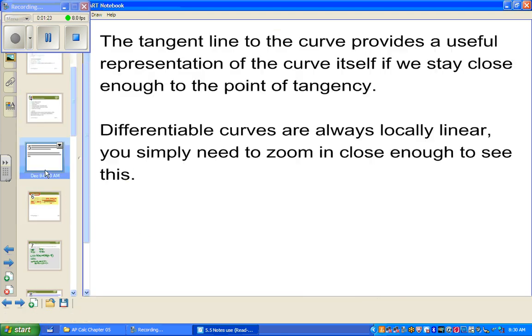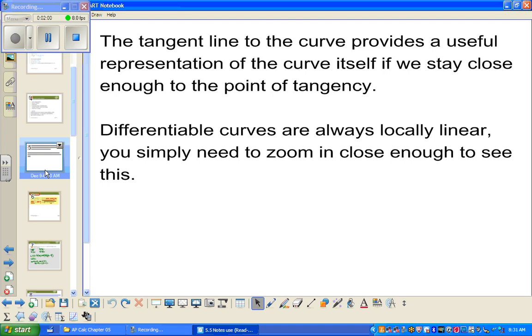So to get started here, there's a little bit you need to know. We've talked about this before. The tangent line to a curve provides a useful representation for the curve itself if we stay close enough to the point of tangency. So we are going to be using the equation of a tangent line to find approximate values of our function, so long as we don't stray very far away from that point of tangency that the tangent line comes from.